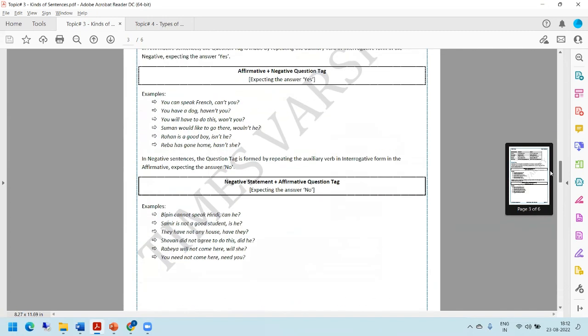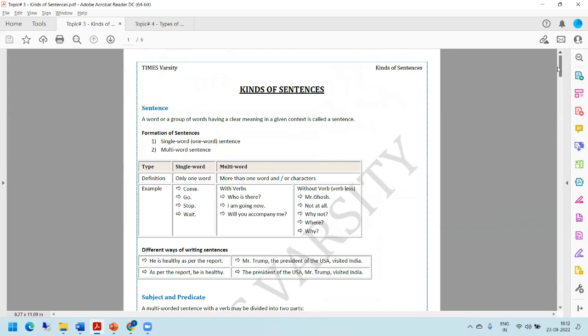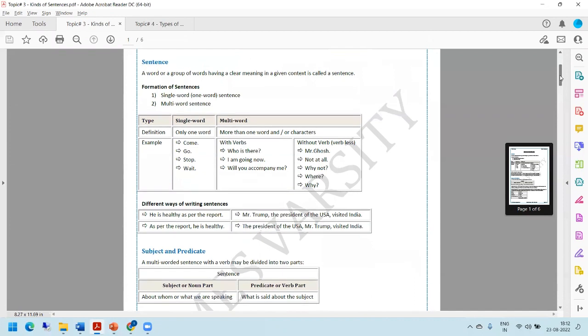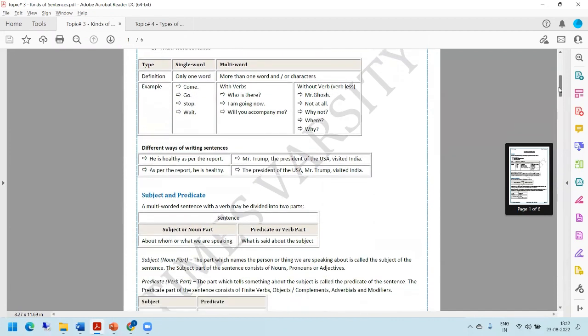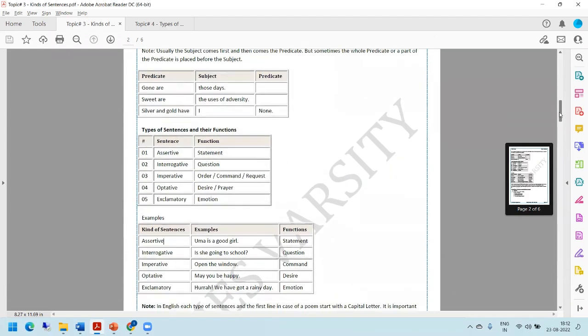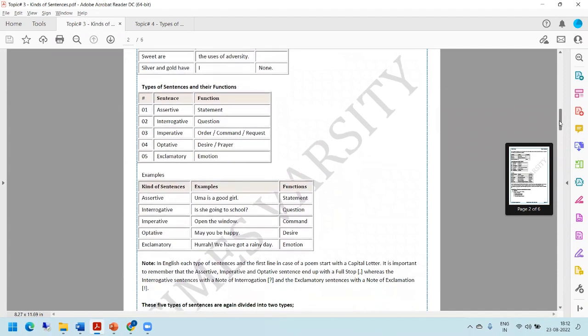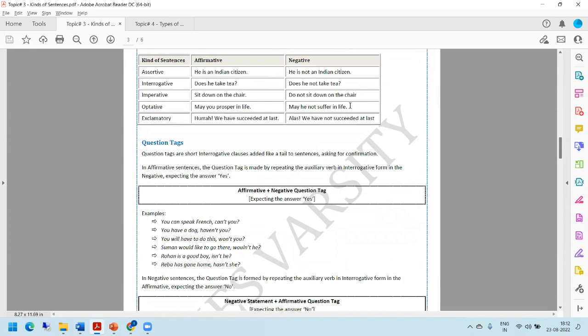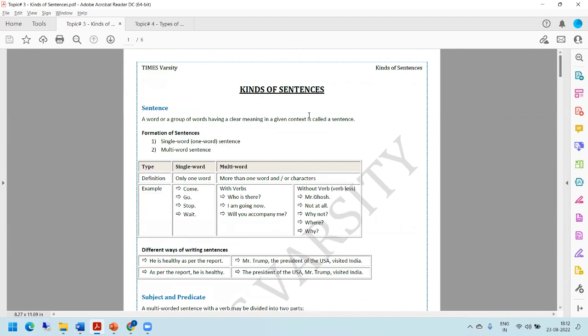Now we are prepared to discuss types of tenses, because before we discuss types of tenses, we should know what a sentence is. Then a sentence is divided into subject and predicate. Then types of sentences like assertive, interrogative, imperative, optative, exclamatory. Then again in this, we have affirmative and negative. So this is about kinds of sentences. Any question related to kinds of sentences or parts of speech which we discussed?